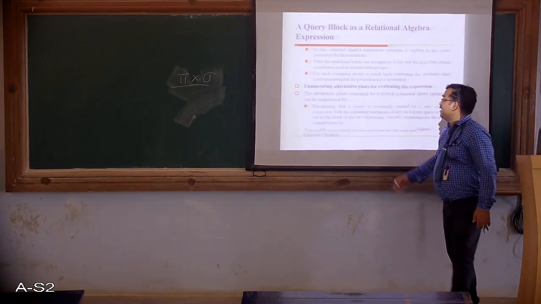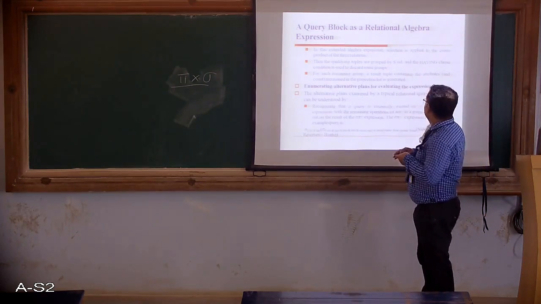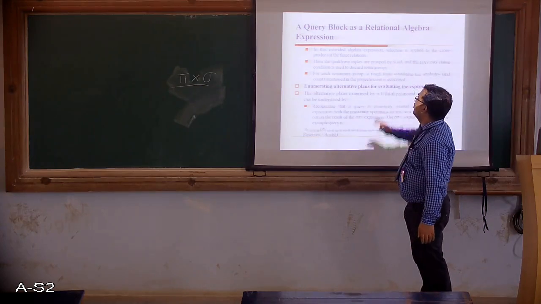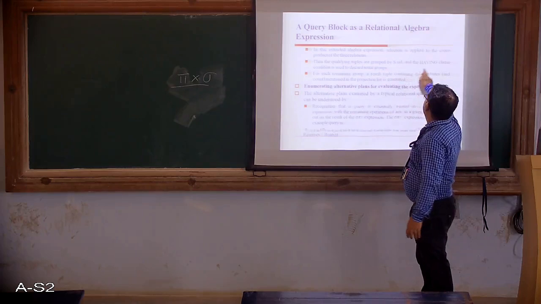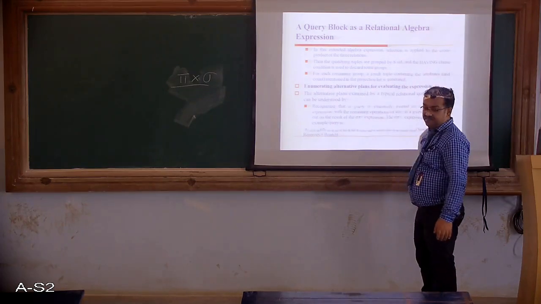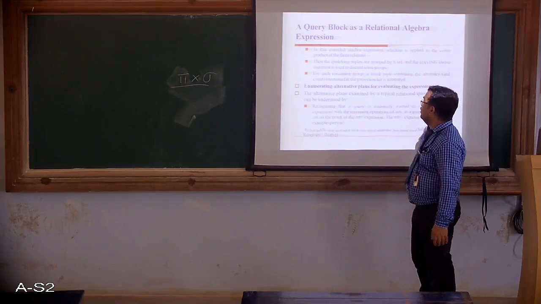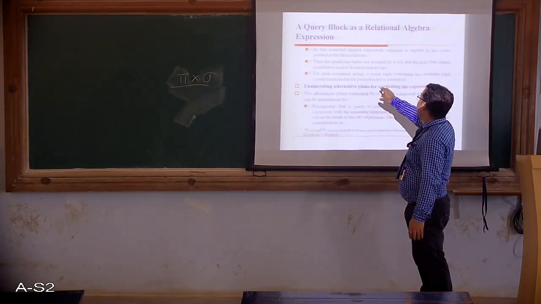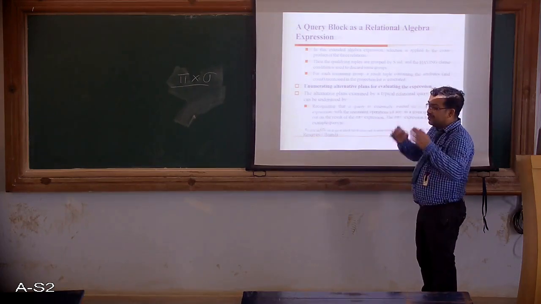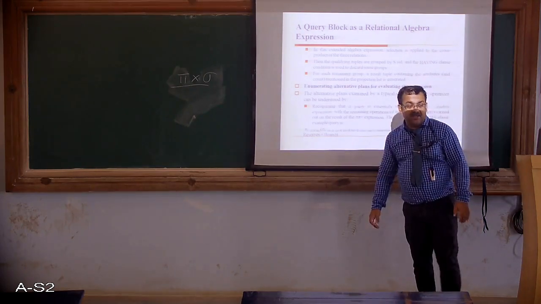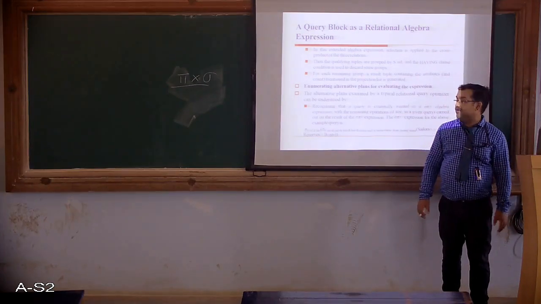So that is what has been described here. That is the relational algebra expression in the from clause, where we actually apply the cross product. Then the qualifying tuples are grouped by SID and the having clause conditions are used to discard some groups. Then for each remaining group, the tuple containing the attributes mentioned in the projection list is displayed. So that is the sequence in which this has to be executed.